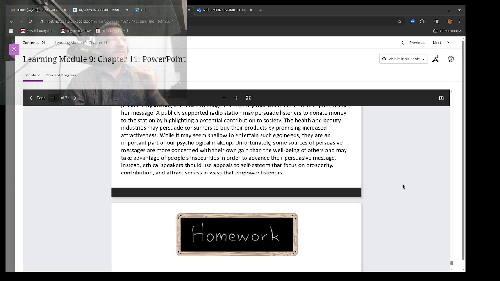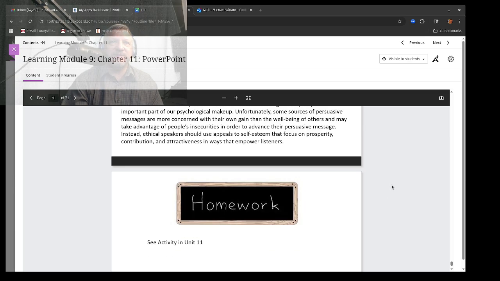Again, we're targeted every day, and I'm finishing up right about where I wanted to be, right at the 115 section. So again, I want you to go to your section in the book, see the activity for Unit 11, and complete that as your homework.